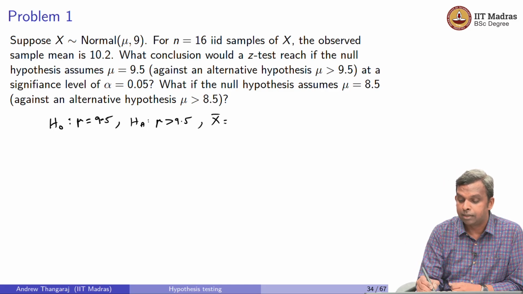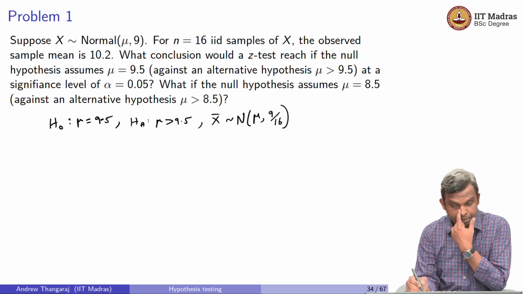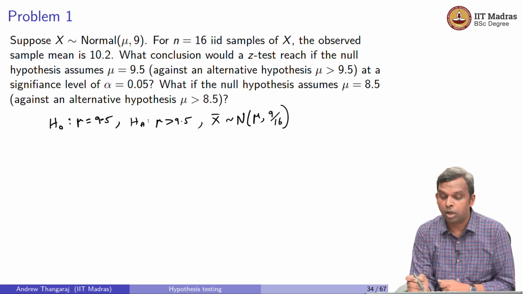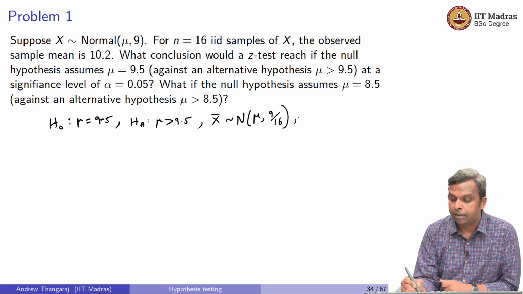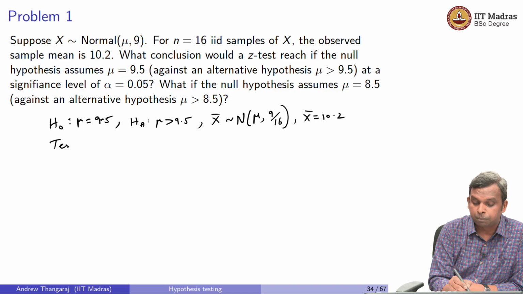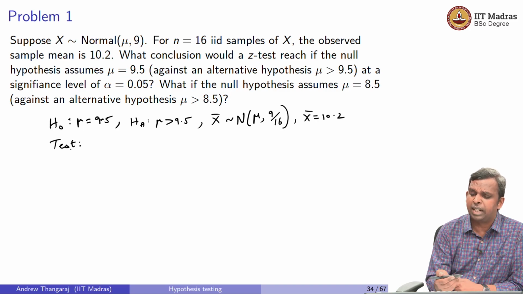So x bar is distributed as normal with mean mu, and the variance is going to be 9 by 16, isn't it? Remember, the 9 by 16 comes from n: you've got 16 samples, so the variance is 9 by 16. This is an important step, don't forget it. Don't simply take the variance as 9. As you take more and more samples, the variance of the sample mean goes down. The given value of x bar is 10.2, and it's always good to write down the test.